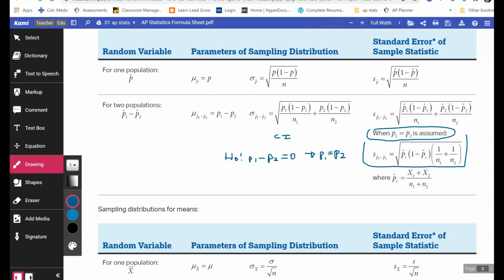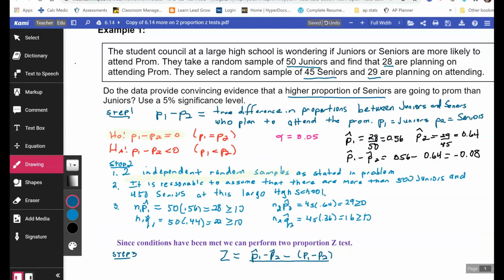Okay, so let's go back to our notes on this lesson. We're going to pool, and I'm going to show you how we get that pooled statistic. So it's the square root of p hat c, q hat c, times 1 over n1 plus 1 over n2.